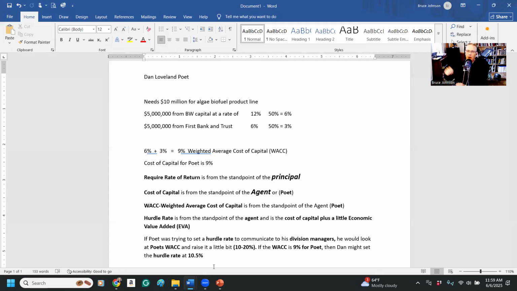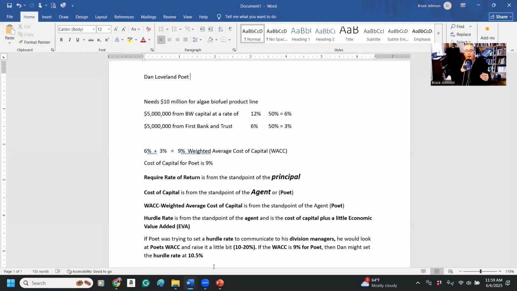So you want to pay off the hurdle rate. When Dan Loveland sets the hurdle rate, he looks at his weighted average cost of capital, which is Warren's and my required rate of return and the bank's rate of return, and he adds a little cushion on that. And then he just tells his managers, our hurdle rate for the company is 11 or 12%, whatever it is. We're going to provide a lot of cushion in there.